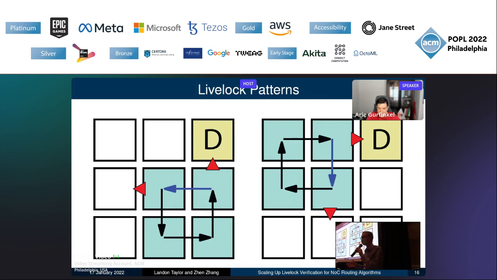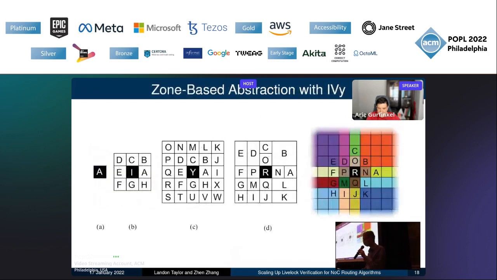And we noticed as soon as we removed livelock patterns on a 5x5 network, those patterns were somehow magically removed from every network larger than 5x5. So that led us to create a zone-based network abstraction where this black square represents the destination.